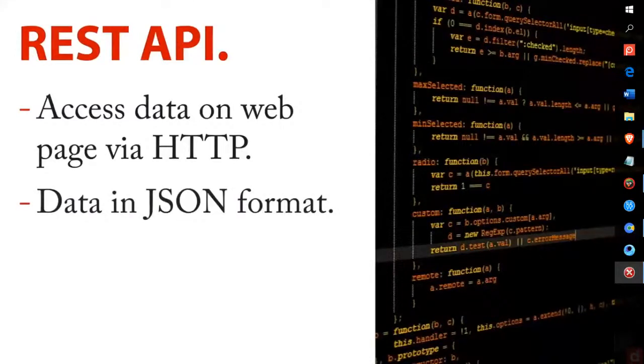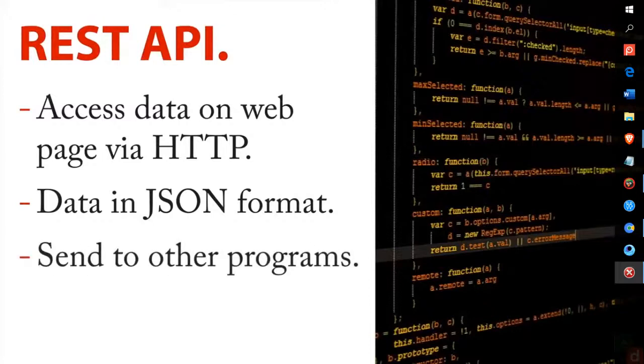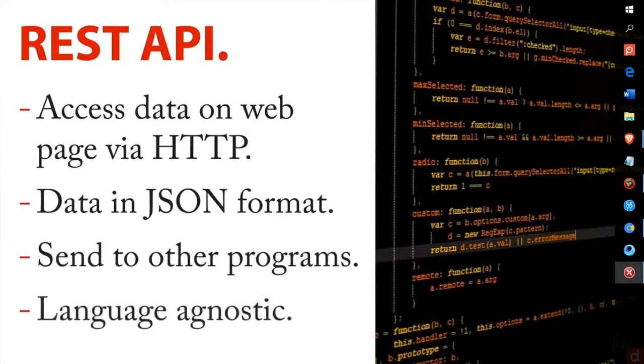That stands for JavaScript Object Notation. The nice thing about that is that it's human readable, but it's even better for machines. Then you can take that information and send it directly to other programs. And the nice thing about REST APIs is that they're what's called language agnostic, meaning any programming language can call a REST API, can get data from the web, and can do whatever it needs to with it.